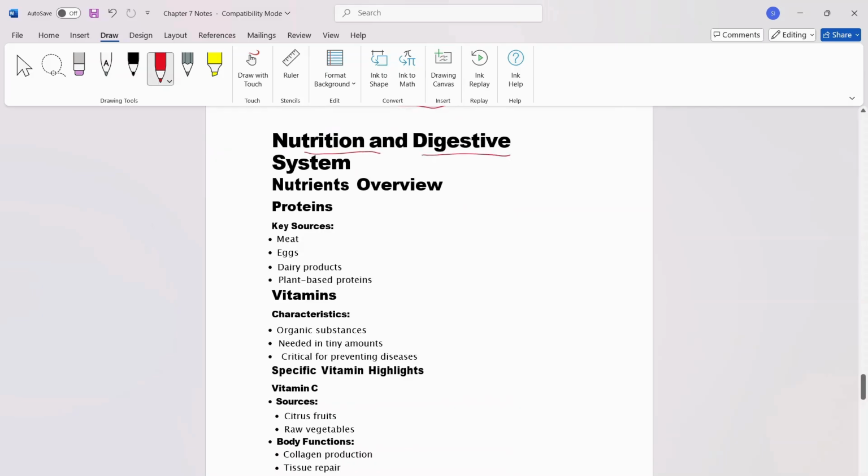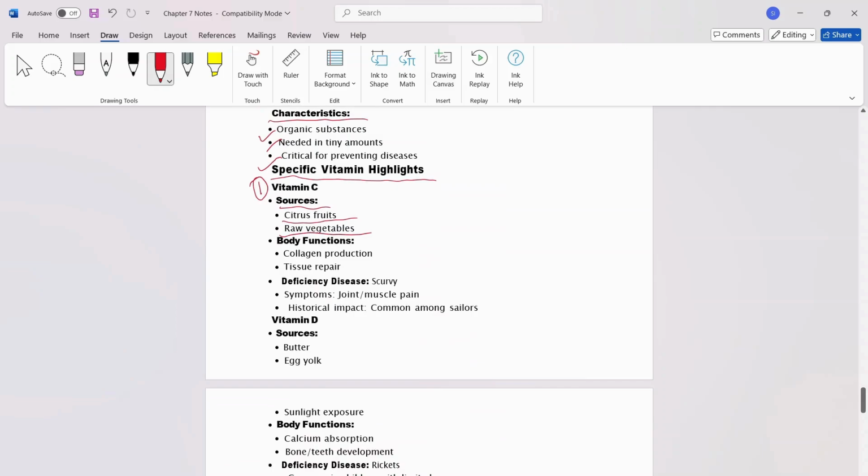Nutrition and digestive system. Let's talk about nutrients overview. Protein. The key sources are meat, egg, dairy products and plant-based protein. Next we have vitamins. The characteristic is organic substances needed in tiny amounts, critical for preventing diseases. Specific vitamin highlights such as vitamin C. The sources are citrus fruit and raw vegetables. Body functions include collagen production and tissue repair.